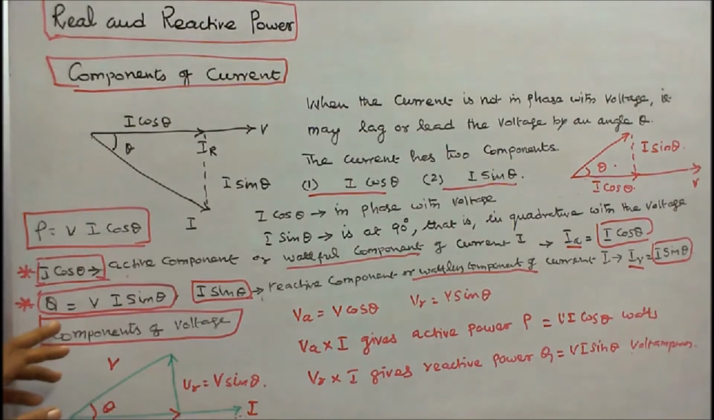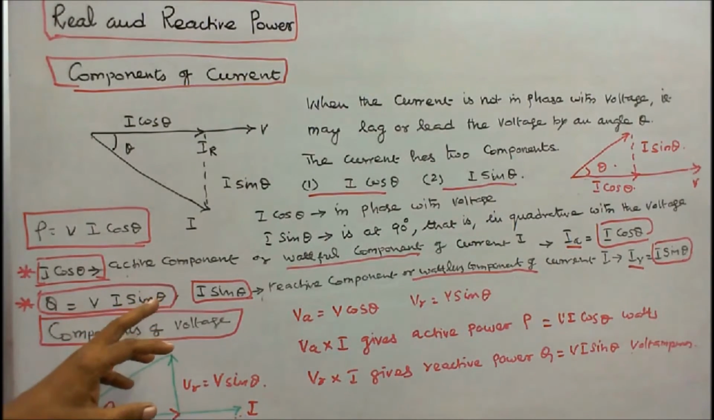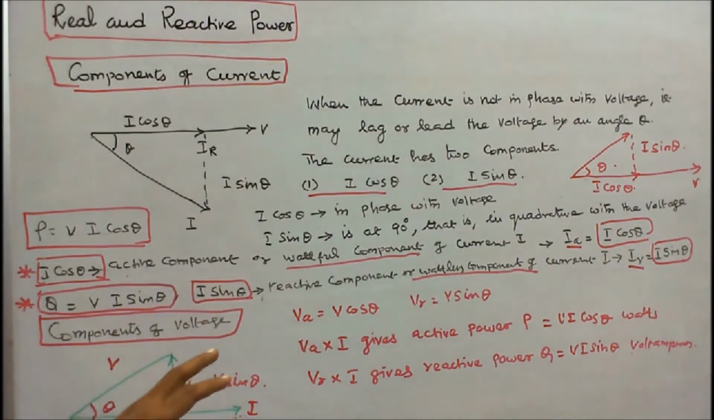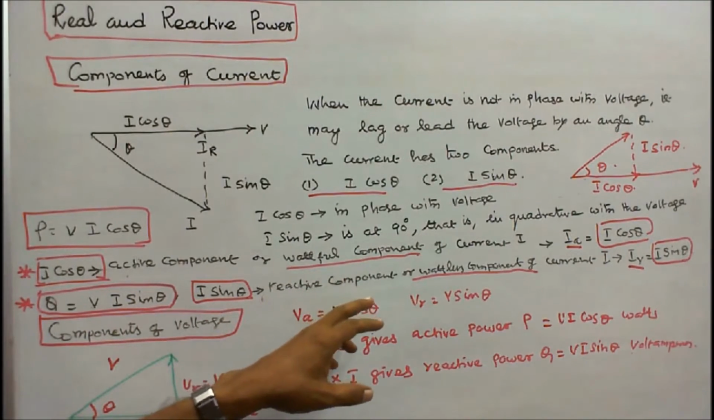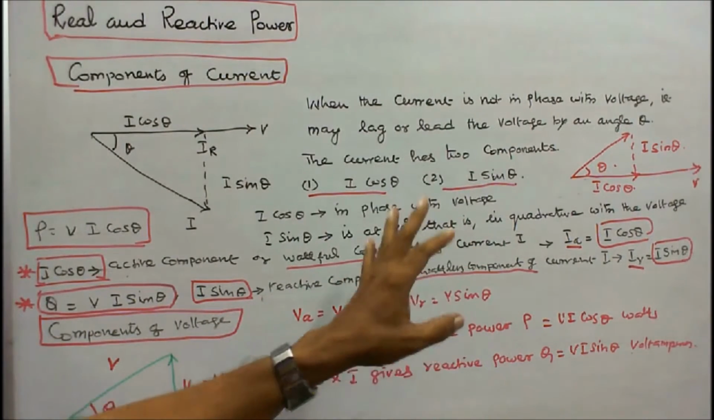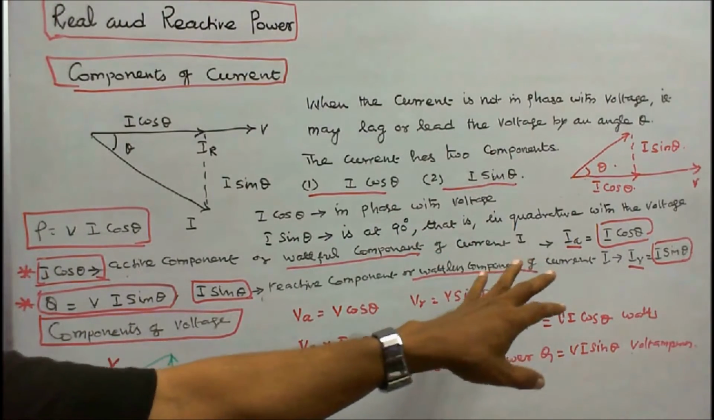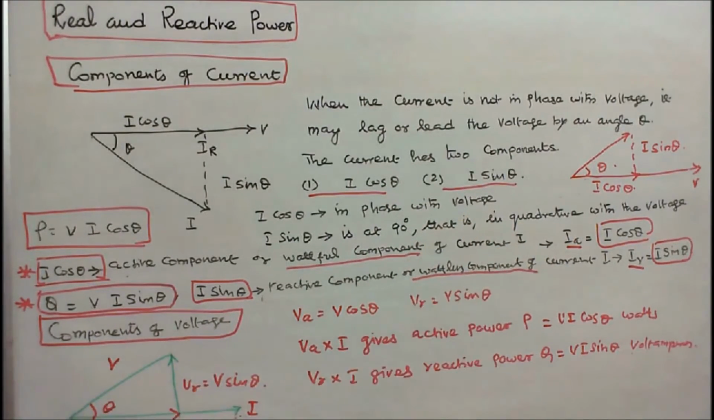Reactive power Q is equal to VI sin theta. Here I sin theta is called the reactive component or wattless component of current I. It is denoted as I suffix R, that is equal to I into sin theta.